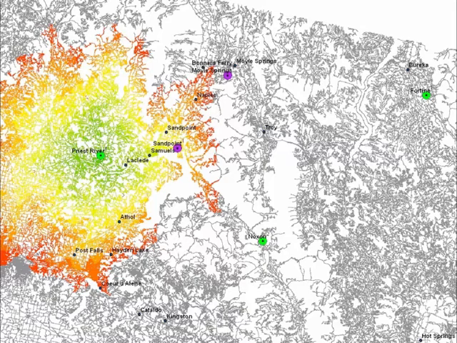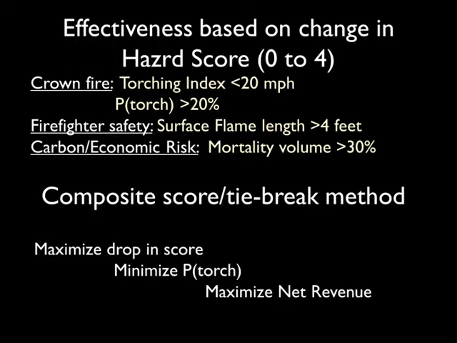So representing effectiveness has been what I'd call an evolving process in this project. In the fuel synthesis GTR publication, we presented several scenarios, including one in which all hazards had to be eliminated, going to a hazard score of 0, which was only possible in a tiny fraction of the forested landscape, and another in which any reduction in hazard score qualified as effective. Most of the results we'll be showing today are based on the second definition. Any drop in hazard score counts as effective.